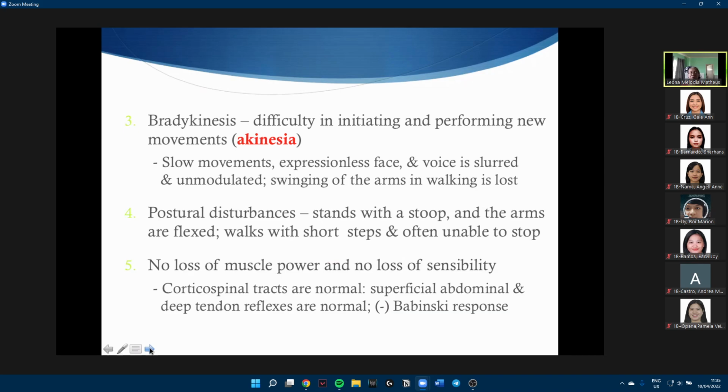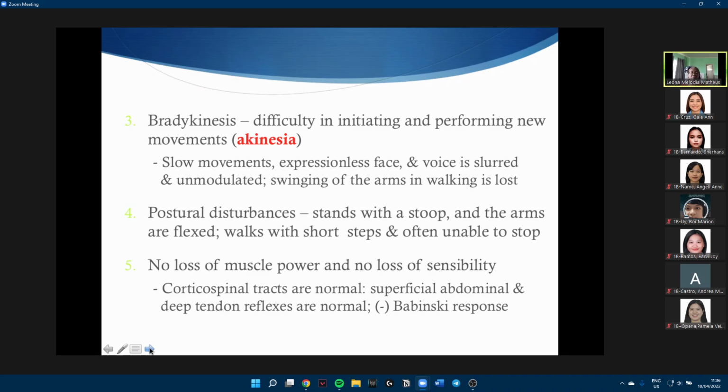This is difficulty in initiating and performing a new movement, or what we call akinesia. You'll find slow movements, expressionless face, the voice is slurred and unmodulated, and you find that when the patient is walking, swinging of the arms is lost.